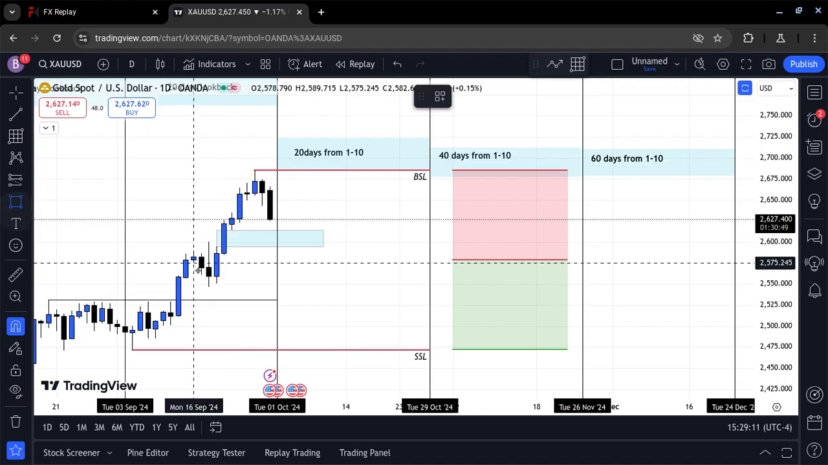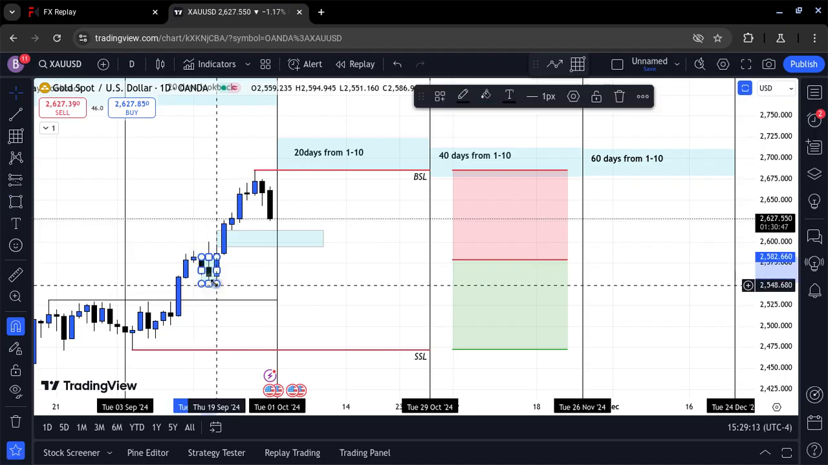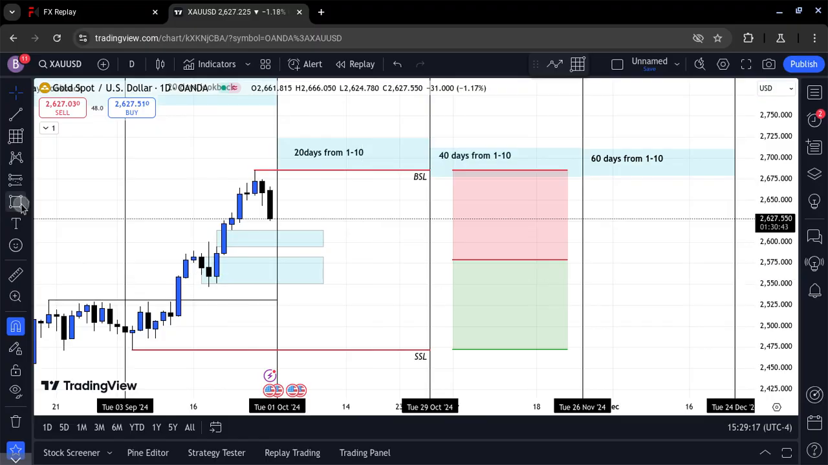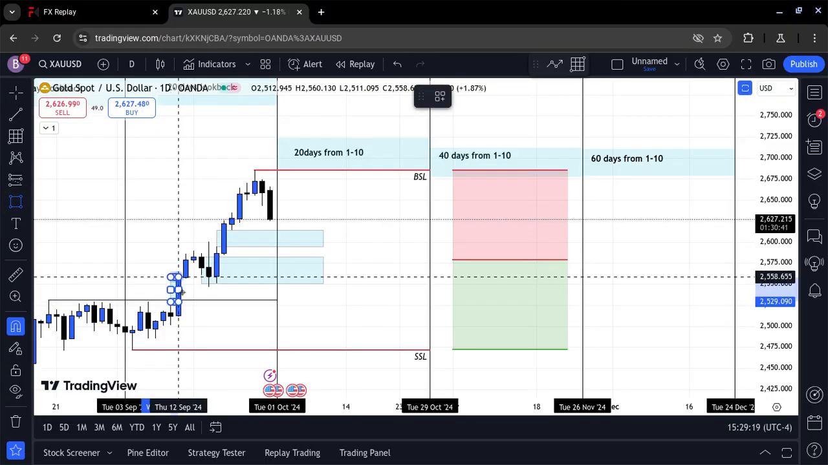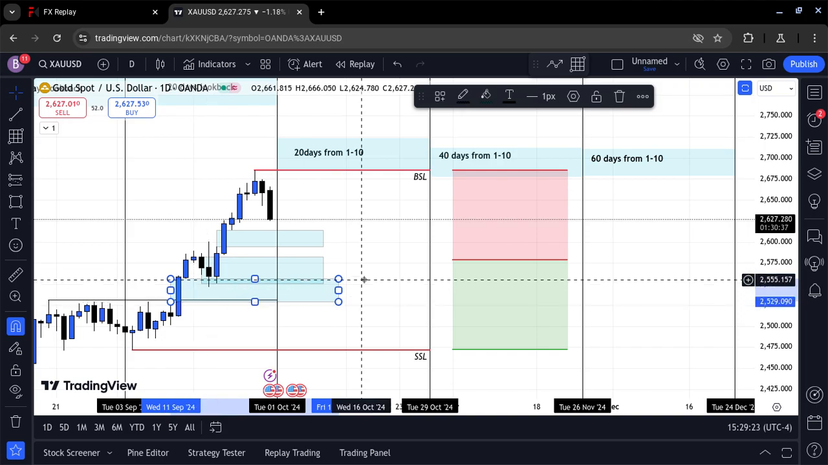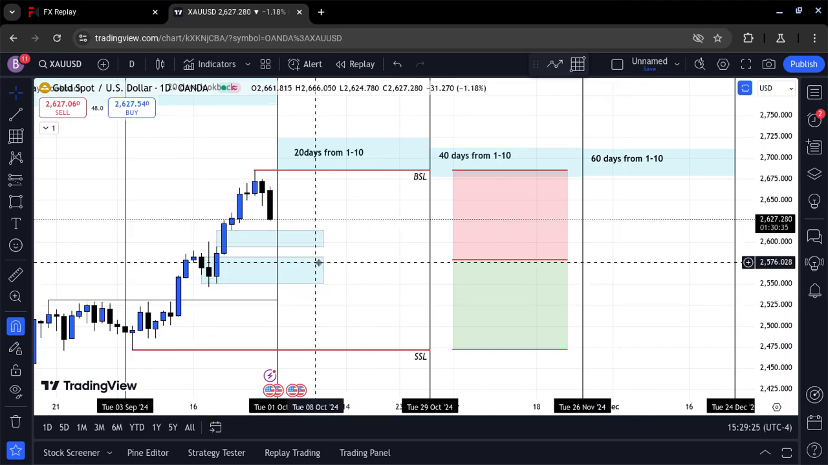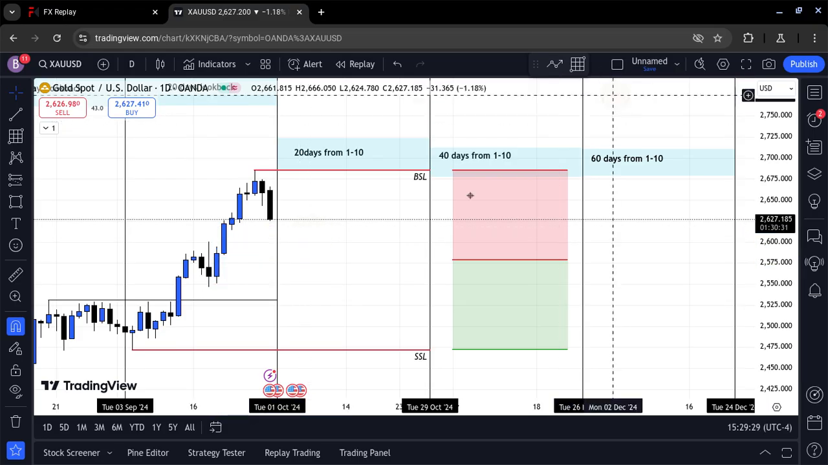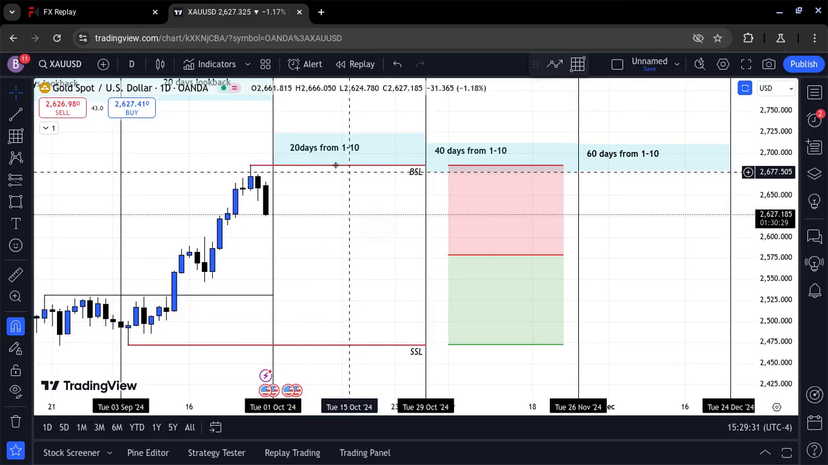So this order block right here plays a major role. This FVG, which overlaps with this low right here, plays a major role. All these PD arrays which you see, they play a very, very major role in this. So this is the whole idea.